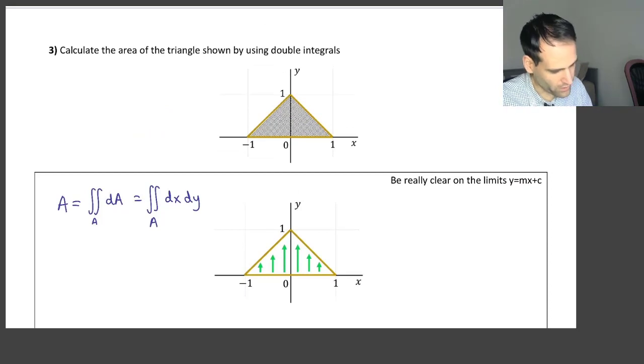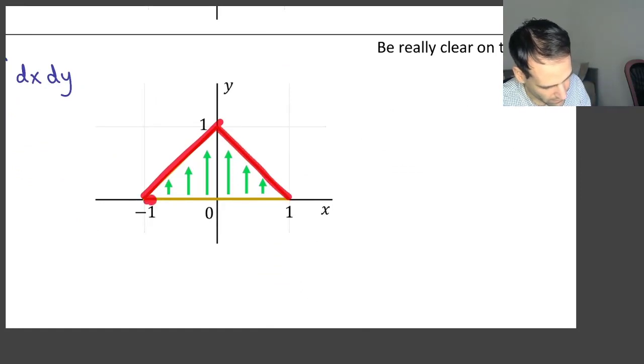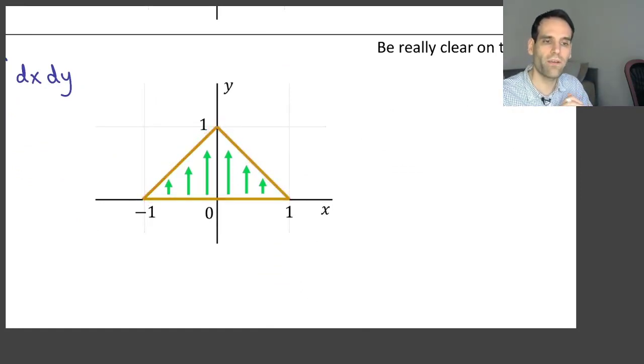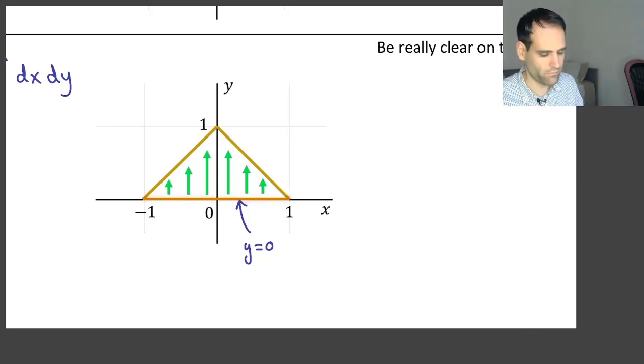So the first thing we need to do is to find out the equations for these lines, this line, and this line. We need to find the equations in terms of y as a function of x, right? So what is the equation for this line here? So the equation for this line here is y equals 0. Okay, that one is very easy. That's the line y equals 0.